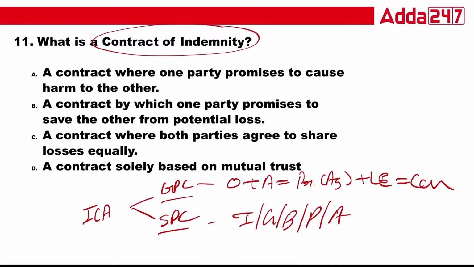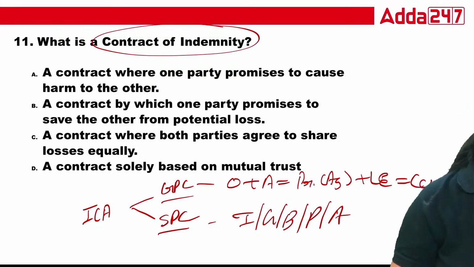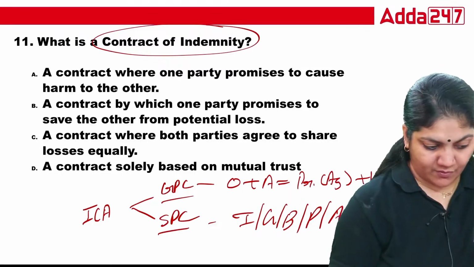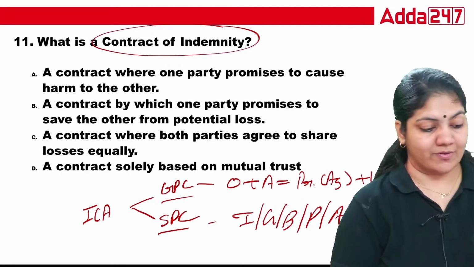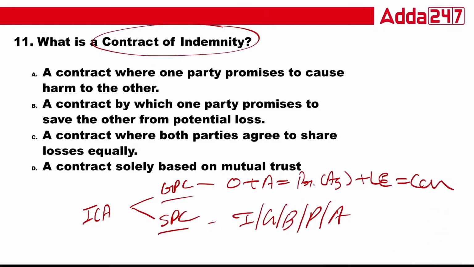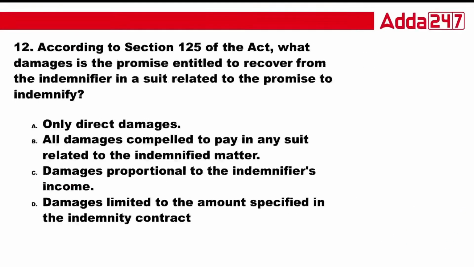So class, for the 11th one, the right answer is B. B is the right answer for this question. Is that okay class? Because it's a contract by which one party promises to save the other from the potential loss. So that's why for the 11th one, B is the right answer. You just tick mark on the B.